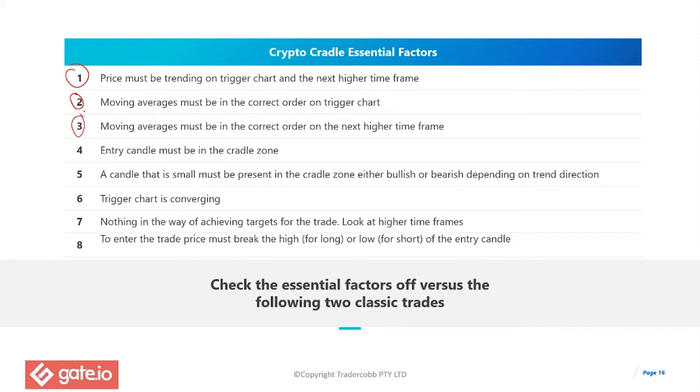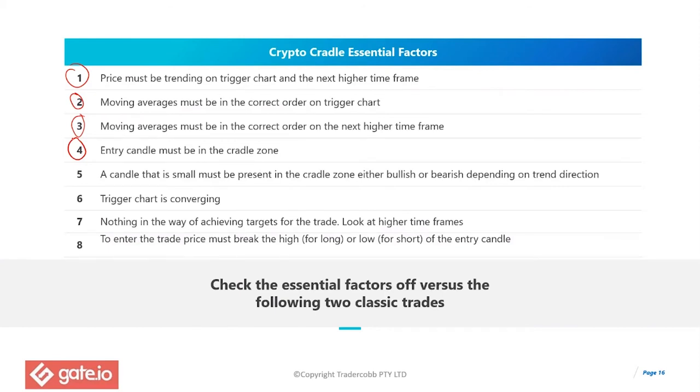So in our first three rules, we can eliminate at least 80 to 90% of the charts. It's about scanning the market quickly, efficiently, and effectively. Rule number four, the price must be in the cradle zone, because we're going to be taking the trade based off of a singular candle.